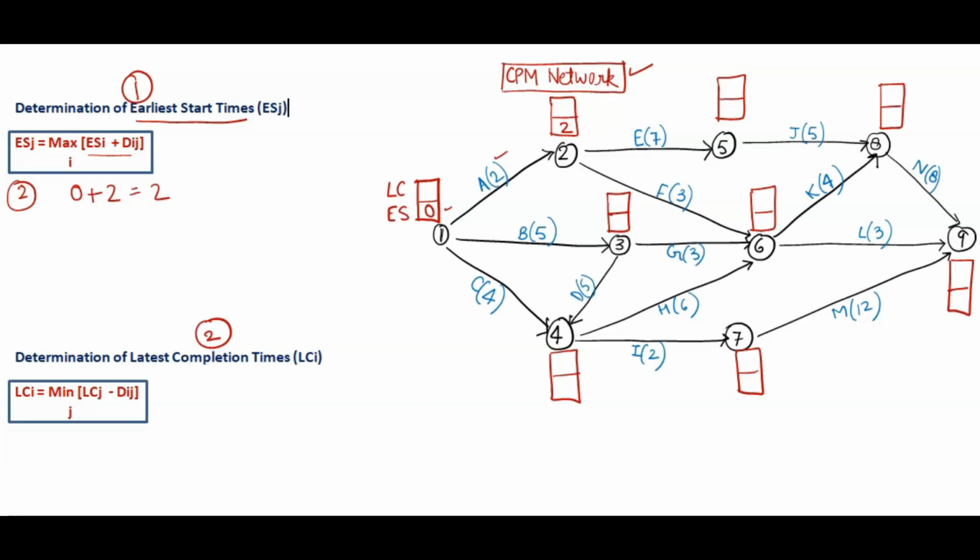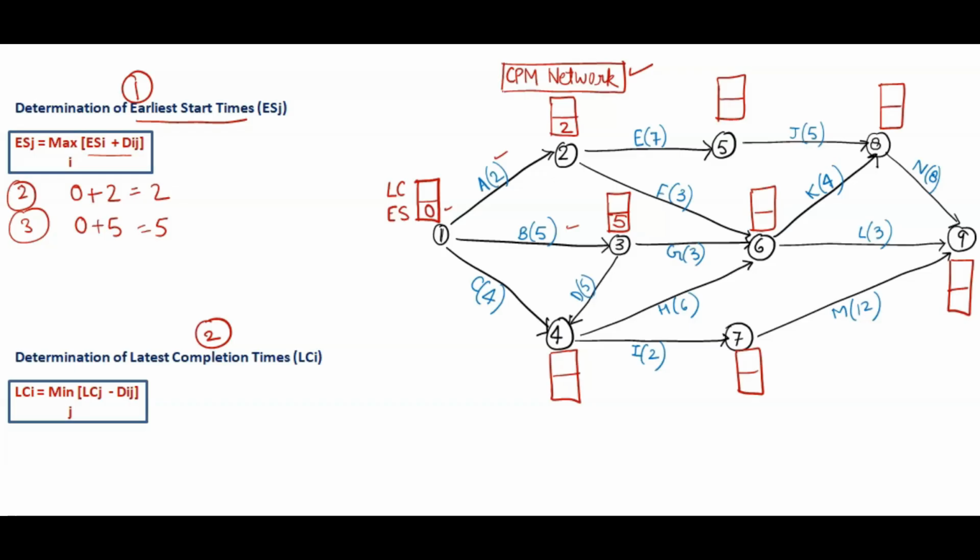Now for the third node, this is starting with 1. So 1, 2, 3 it is coming. So first node earliest start time plus duration. So first node earliest start time is 0 plus duration is 5. Okay, here you can see now. So it will be 5. For third node ES will be 5.